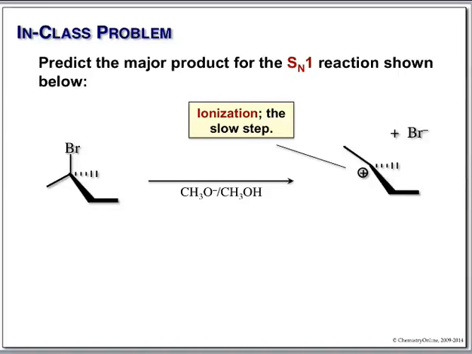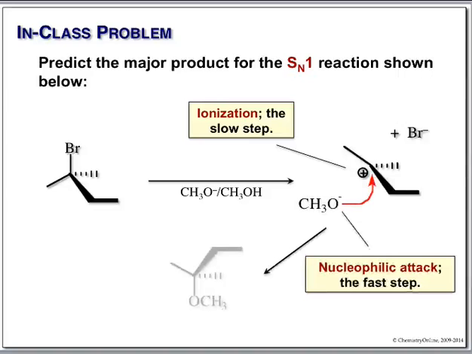Our final, you should also realize, these are nice multiple choice questions. Slow step here is the ionization step. Second one, methoxide is our nucleophile. It's going to attack from either side, and we would wind up with the ether. Nucleophilic attack is our fast step. Ionization is our slow step.